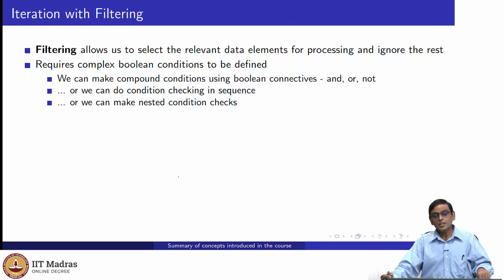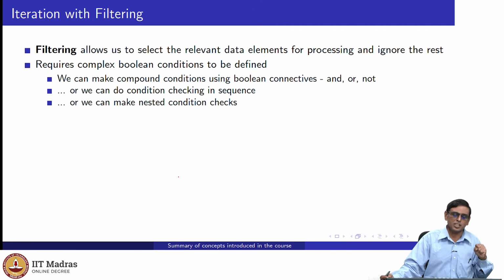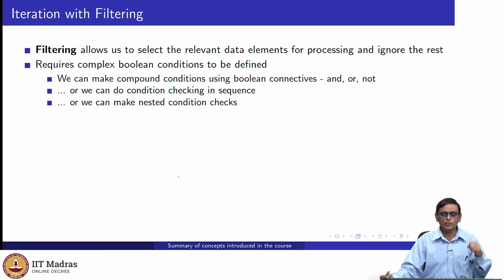Then we saw that there is this notion of filtering. Filtering basically means writing a condition which can select data elements of the things that we want to process. We want to ignore a number of data elements, only select things that are interesting to us. So you can put a filter, and that filter is written by using conditions. Now these conditions can be simple conditions, Boolean conditions, they can be compound conditions, and that can be made by using and, or, not, and also simple conditions.